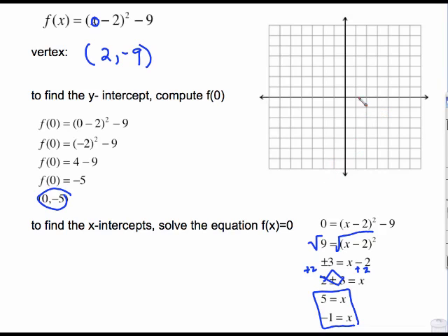So the vertex is over 2, down 9. 1, 2, 3, 4, 5, 6, 7, 8, 9. I've got to just come down here and estimate a little bit. A y-intercept of (0, -5). 1, 2, 3, 4, 5. And my two x-intercepts, x equals 5. So on the x-axis, I put a dot on 1, 2, 3, 4, 5. And I put a dot on negative 1.